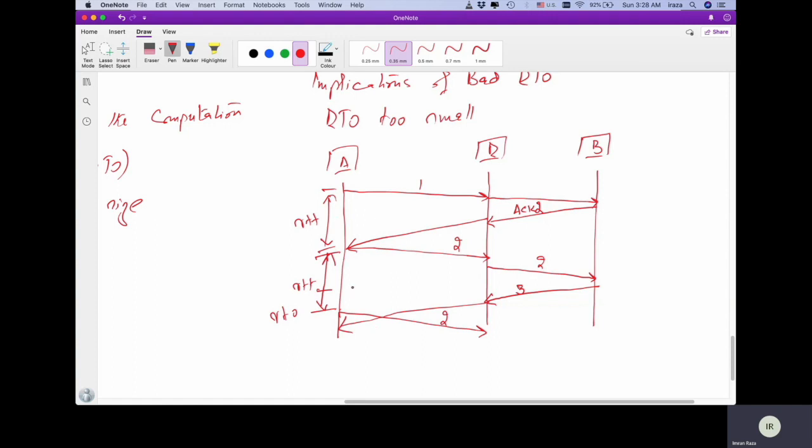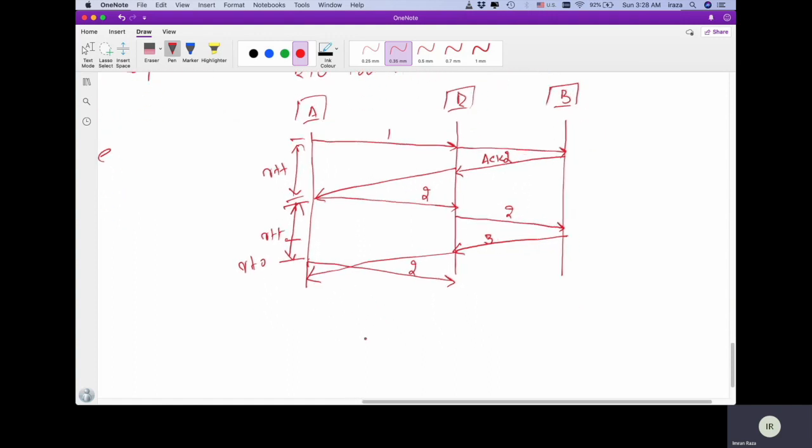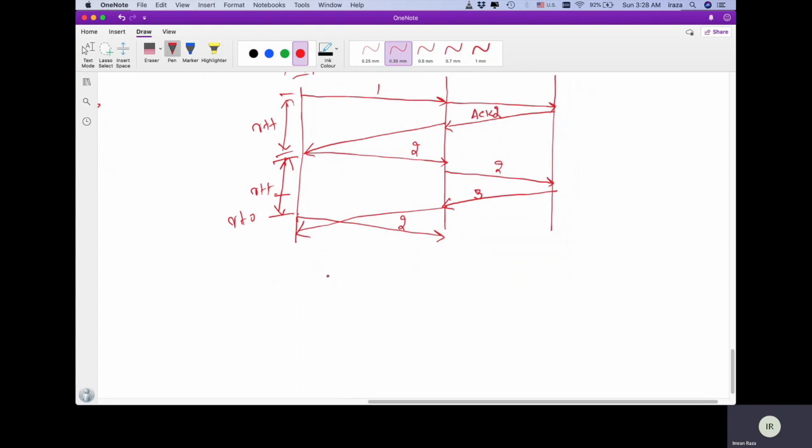And because it's too small, what's happening here? Yes, you're right. We are unnecessarily doing retransmissions.